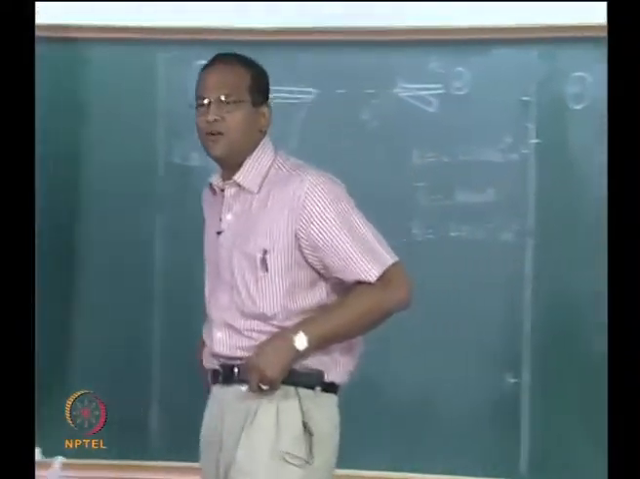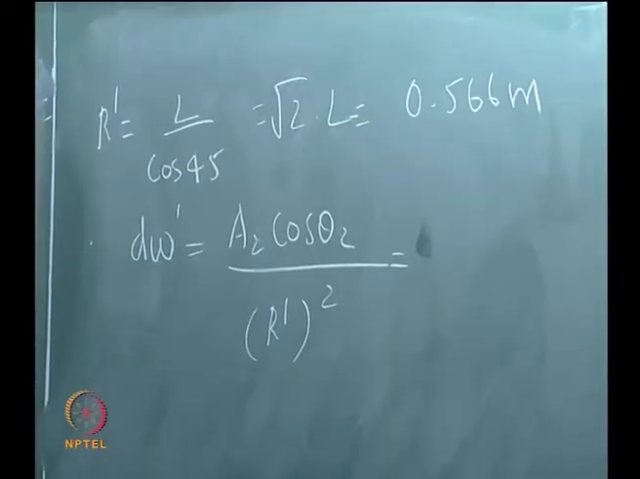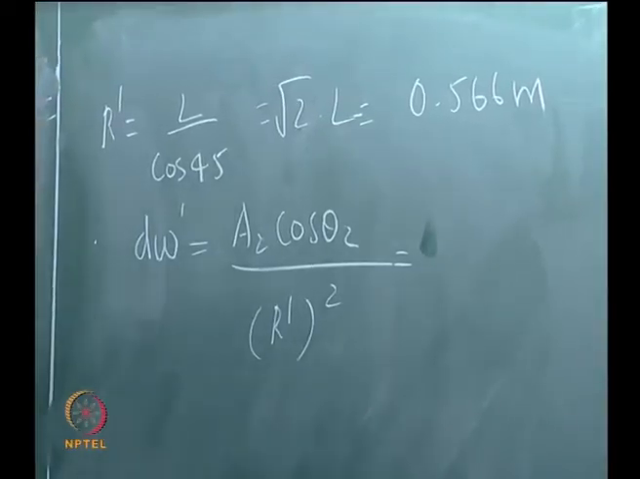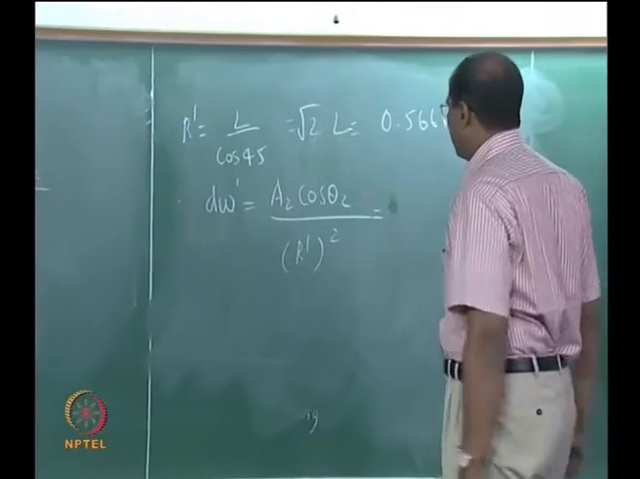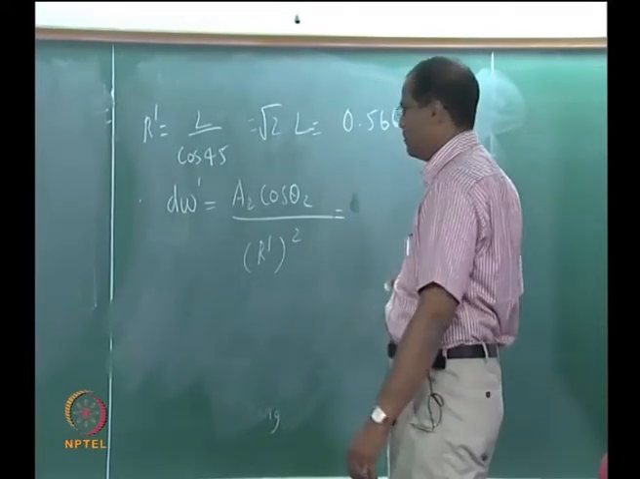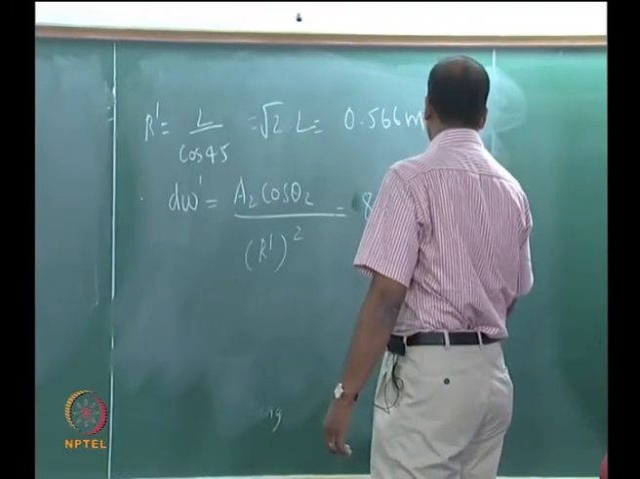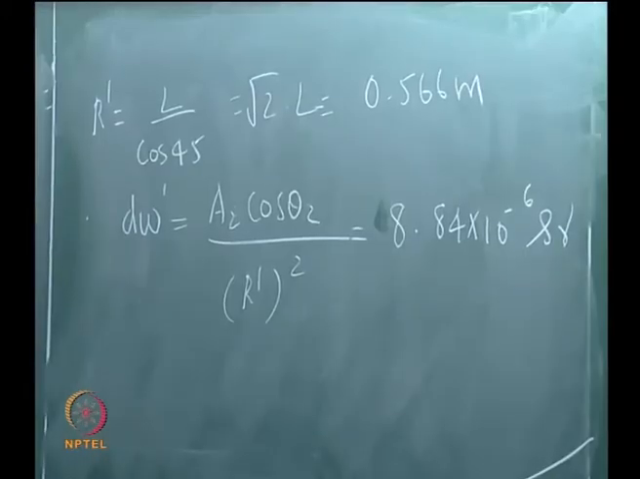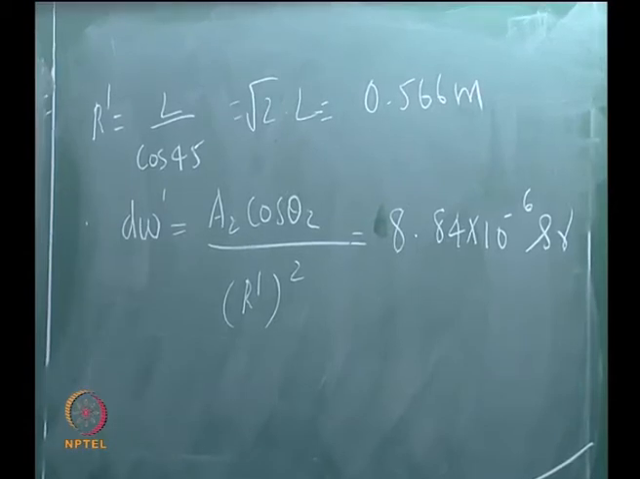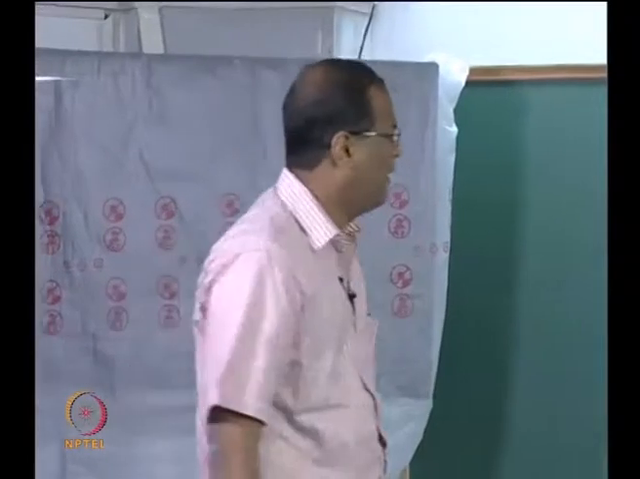I expect the solid angle to come down. Solid angle has to come down because it is seeing less and less of this, because the distance is increasing and the angle also changes. What is it? 8.1484 times 10 to the minus 6 steradian. Rajesh, you are able to get it? Samarjit? Okay. Leo, you are able to get it? Okay. Now, what do we do?